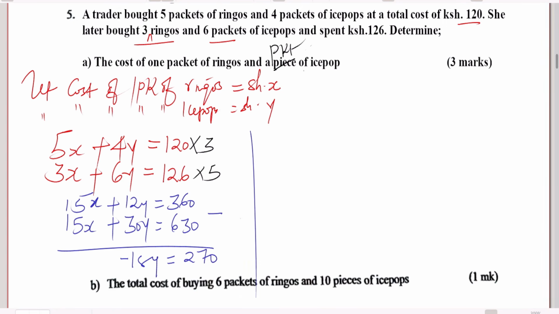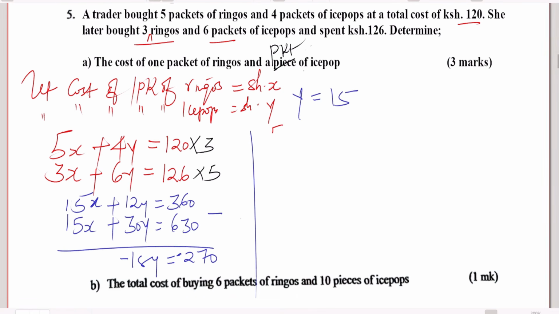270. So y therefore will give, divide both sides by, and this will give negative 270. So negatives will divide, so divide both sides by negative 18. 270 divided by 18, that will give 15. So that is y. Then to get x, you simply need to take one of the equations here.